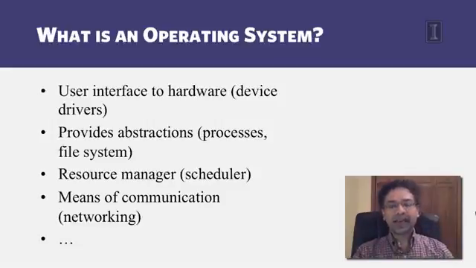So essentially, the OS abstracts away the hardware-specific features and provides to users features that are understandable and usable by the users. The operating system, of course, has to manage the different resources that it is responsible for: which processes run when on the CPU, which files get accessed when on the hard drive, and so on and so forth. And of course, the OS is also a means of communication, whether it's sending and receiving email, accessing the web, or just communicating in a distributed system.